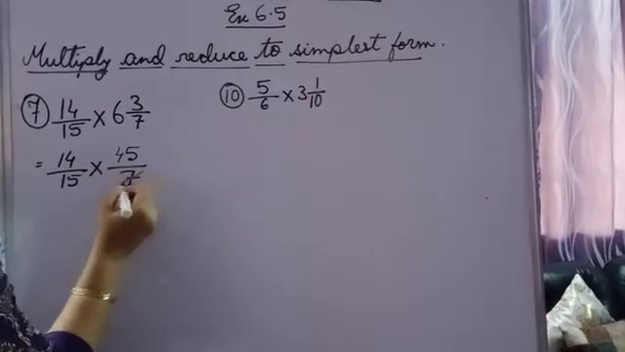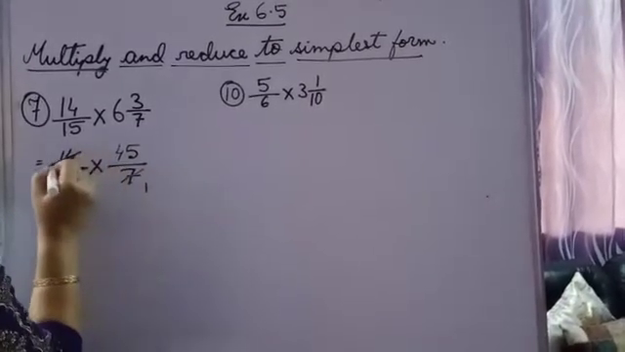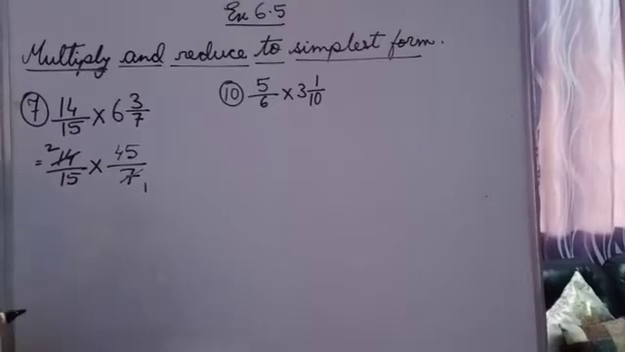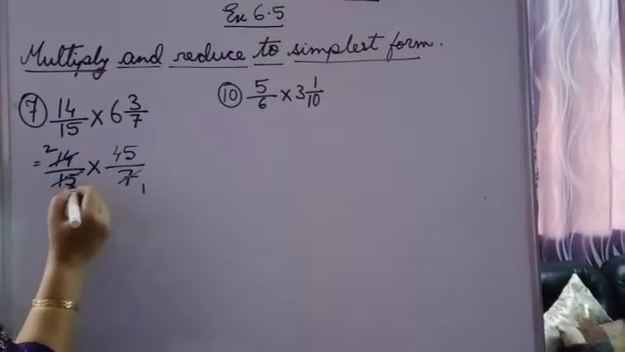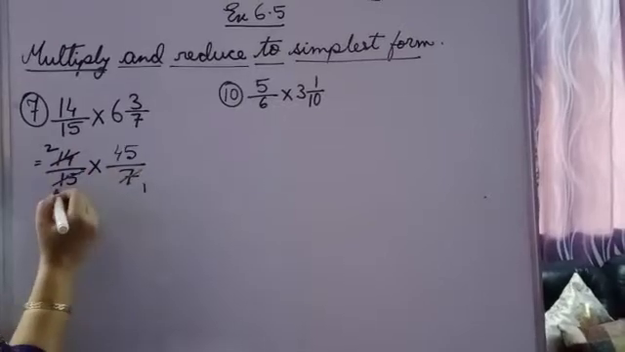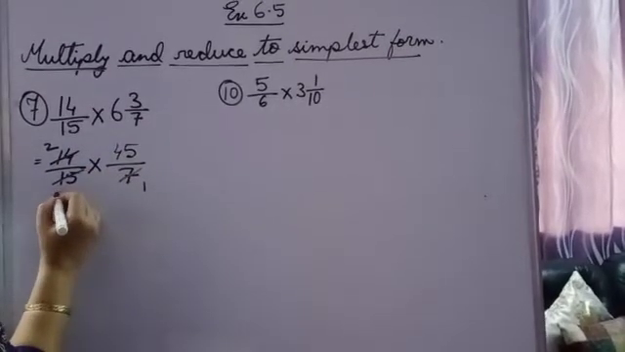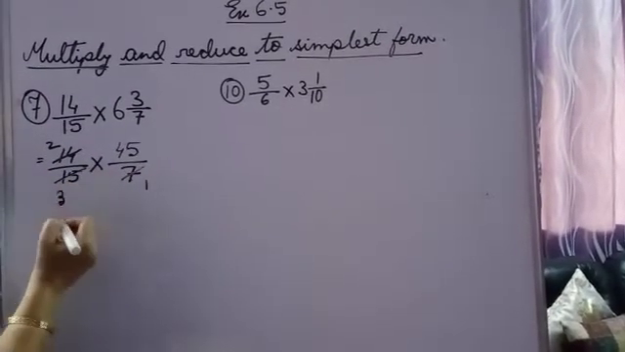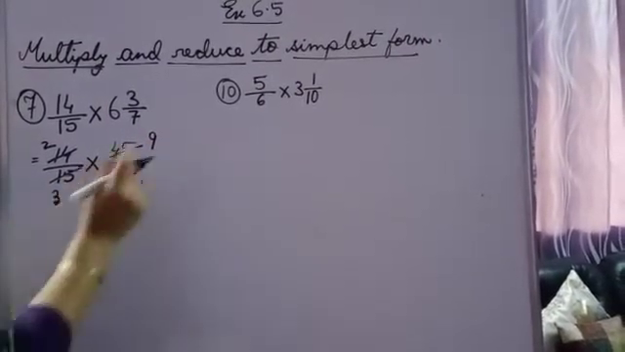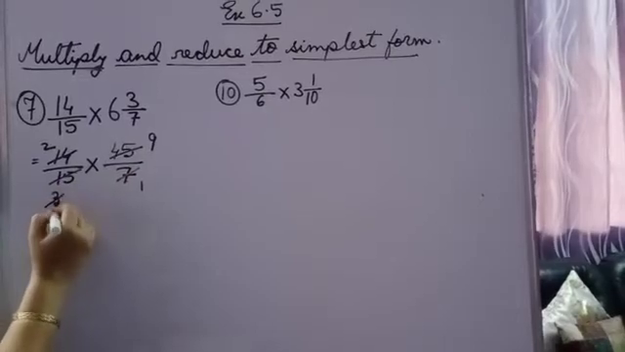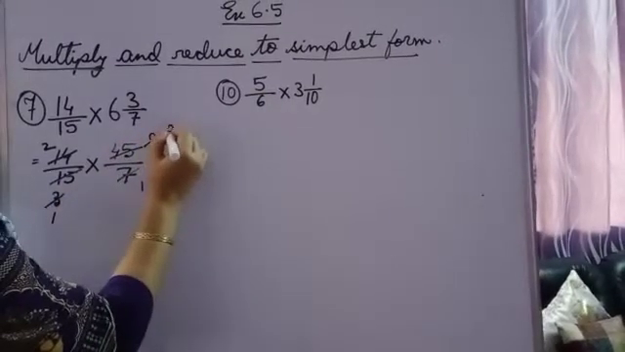Now 7 into 1 is 7. 7 2 times is 14. Again 15. If I go by the 5 table, let me start dividing by 5. 5 3 times is 15. 5 9 times is 45. Again 3 1 time 3, 3 3.